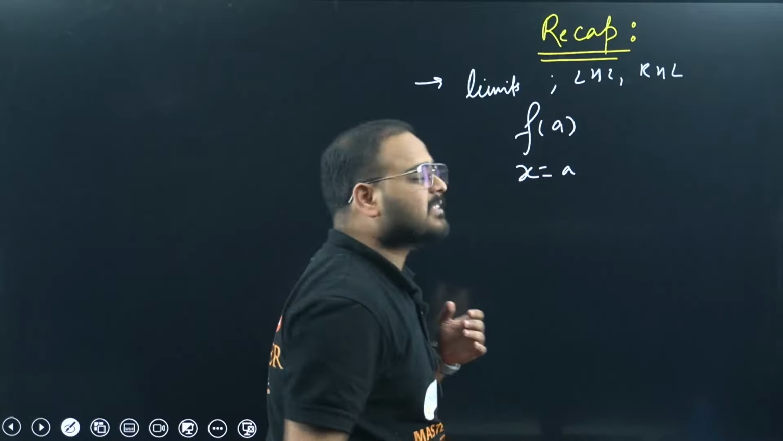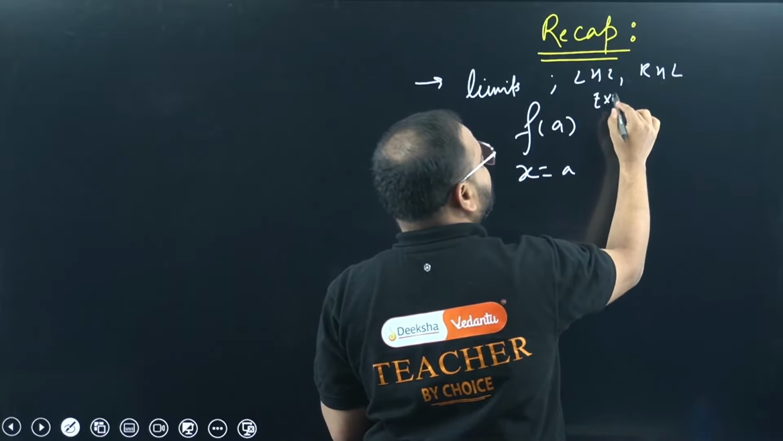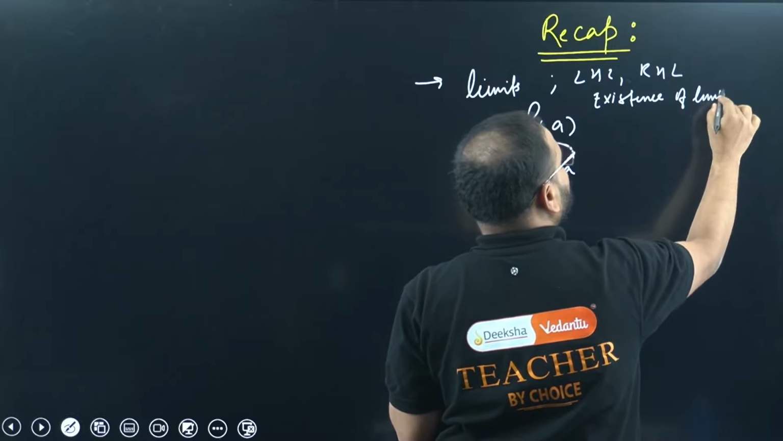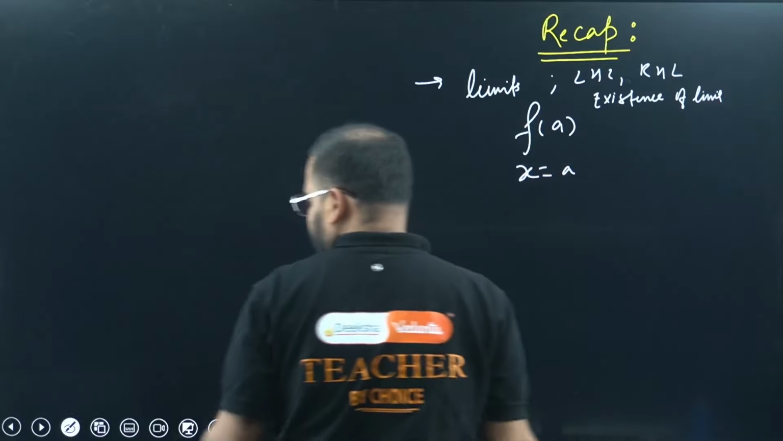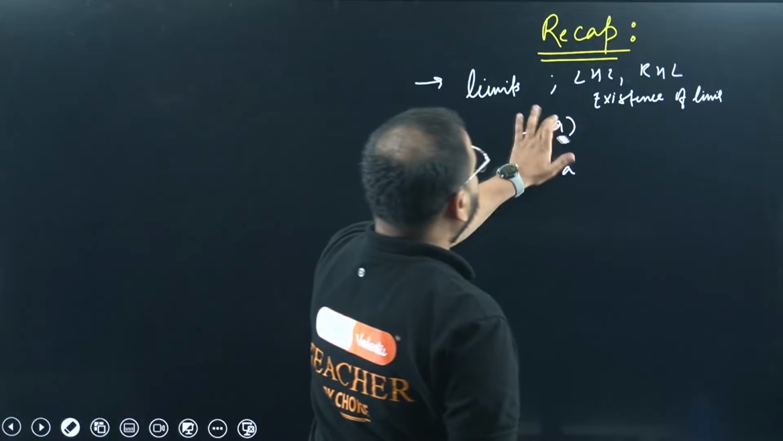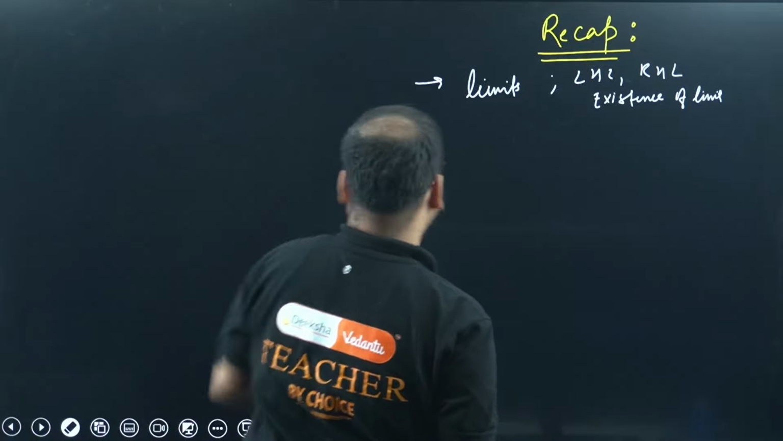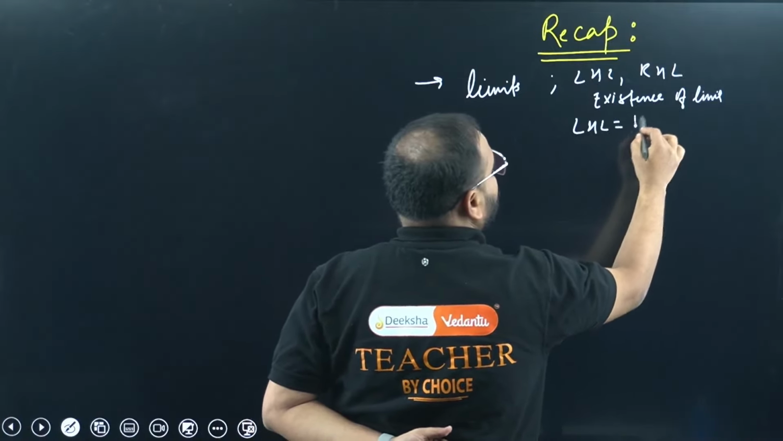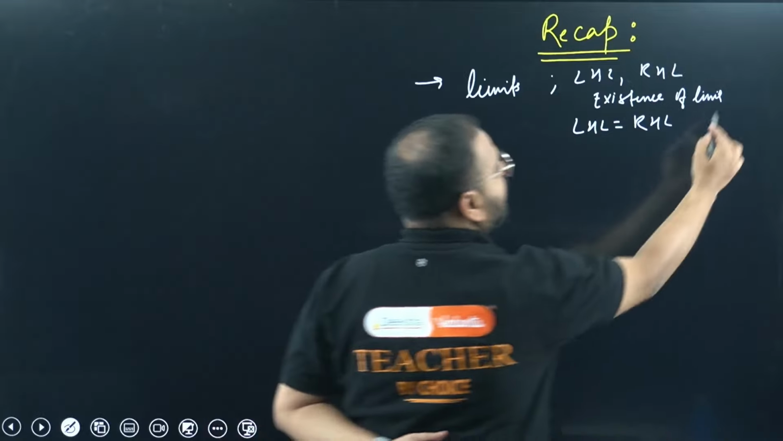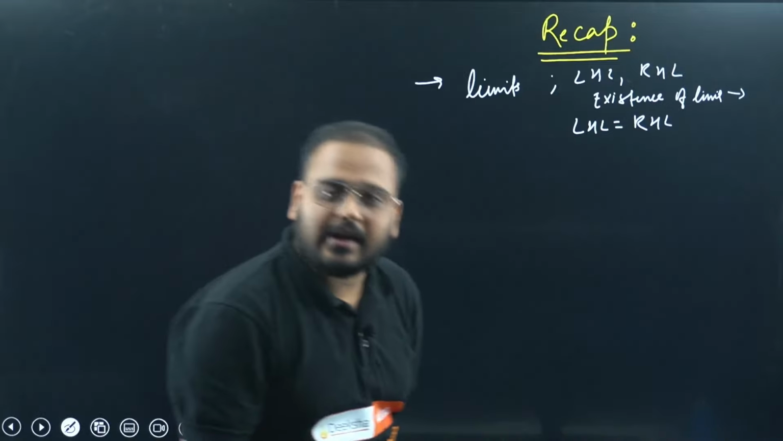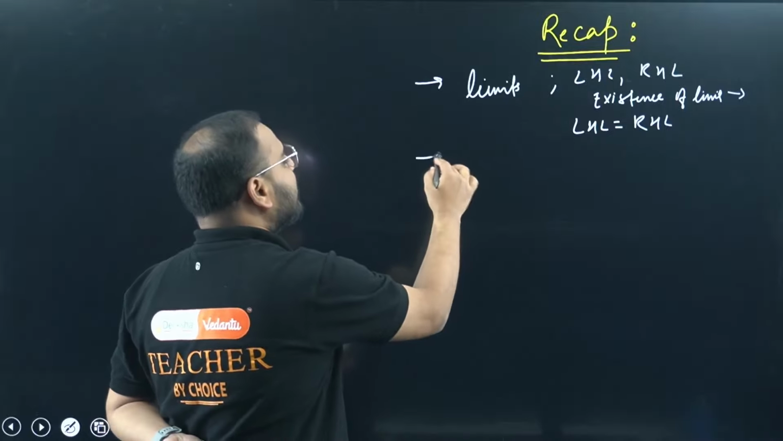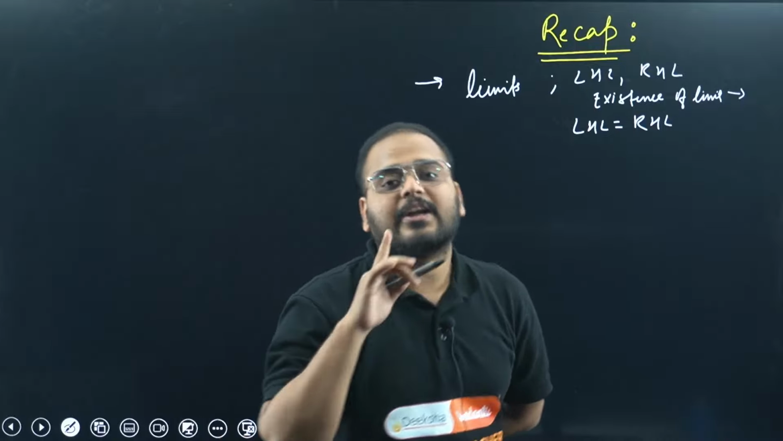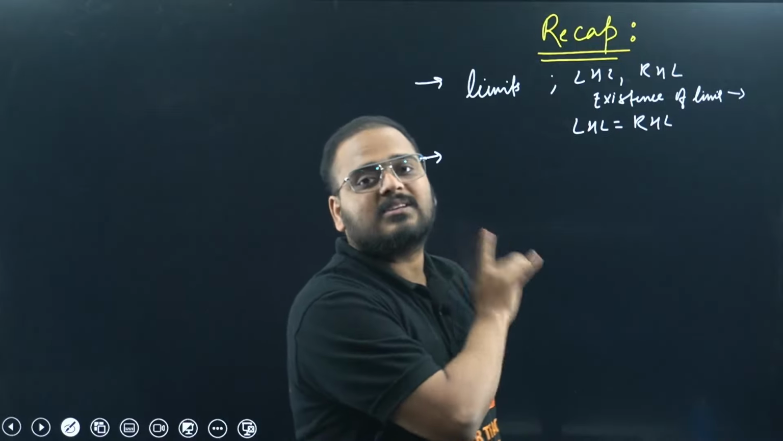Then we learned about the existence of limit. What was the condition for existence of limit? If the left hand limit and right hand limit are equal to each other, then I can say the limit of the function at that particular value exists. Then we solved a lot of questions. If you have any doubt, go to my playlist and watch part 1 of the continuity and differentiability chapter. In that you will get this revision of limits.